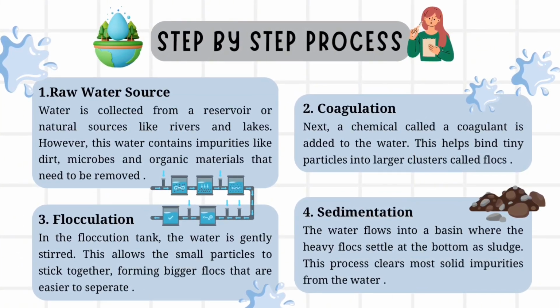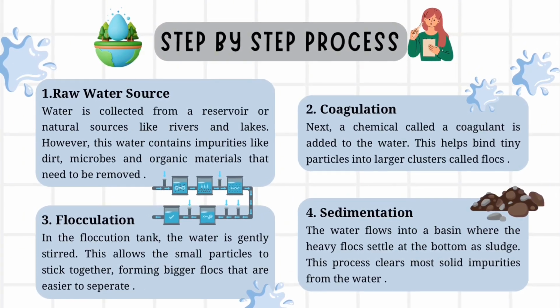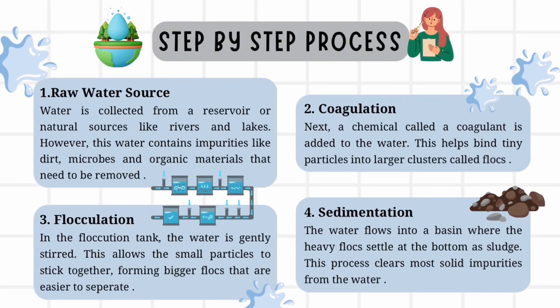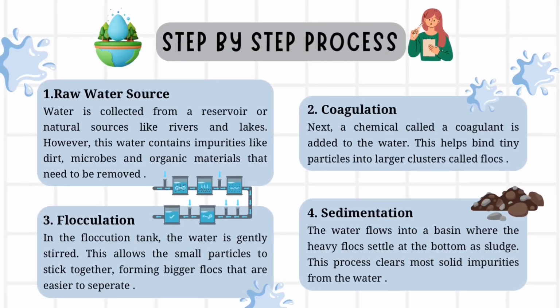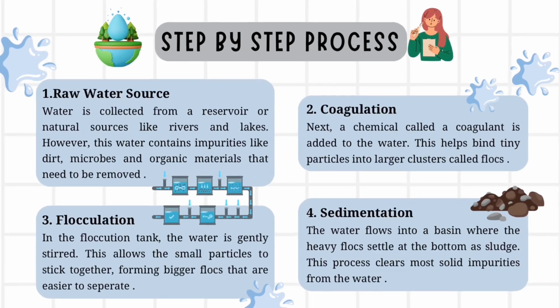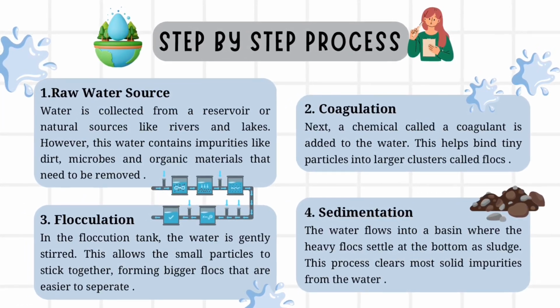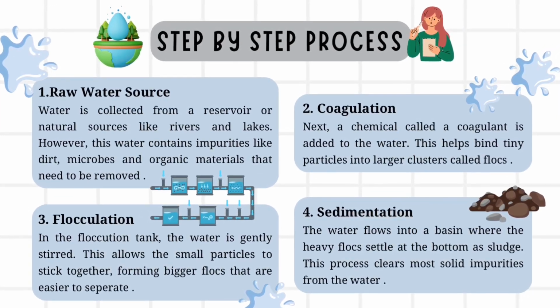In the flocculation tank, the water is gently stirred. This allows the small particles to stick together, forming bigger flocs that are easier to separate. The water flows into a sedimentation basin where the heavy flocs settle at the bottom as sludge. The process clears most solid impurities from the water.